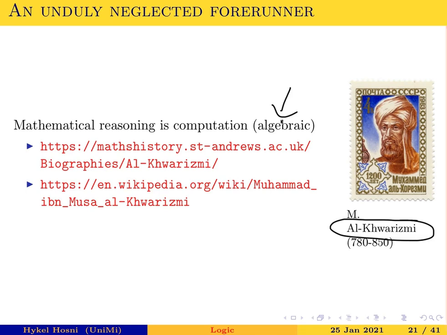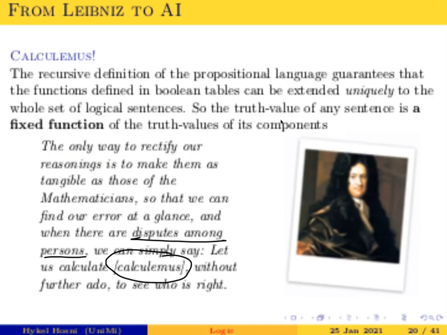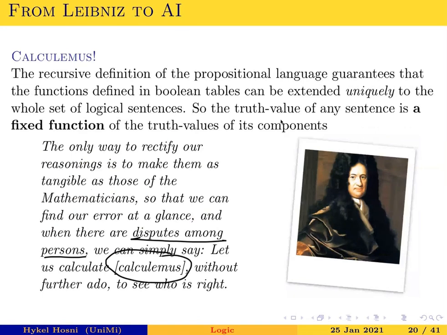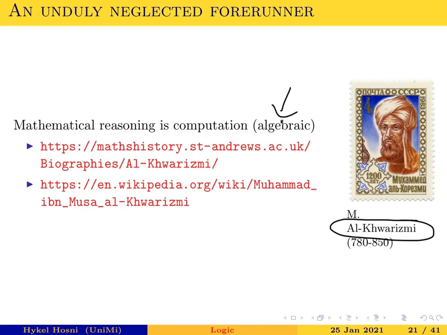So his idea was really that mathematical reasoning is computation. Leibniz generalizes this idea by saying all reasoning is computation. And those two ideas, of course, are the conceptual background for the very idea of artificial intelligence. Okay.